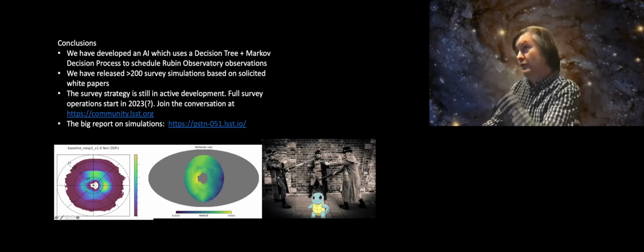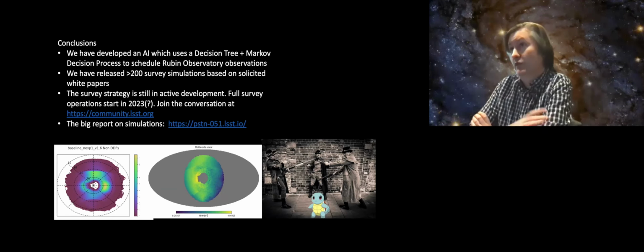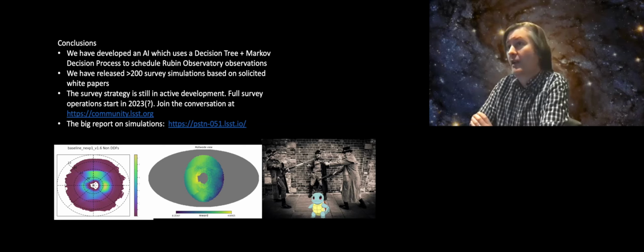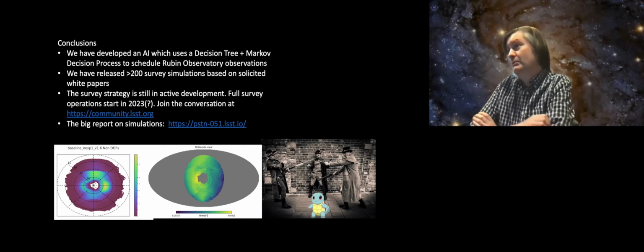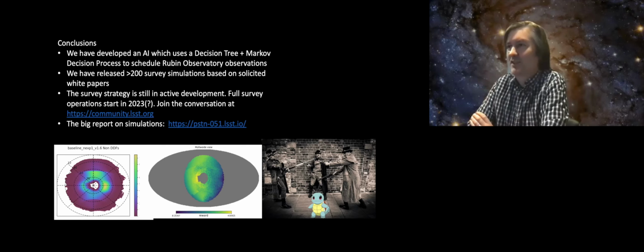All right, so conclusions. We have an AI that uses a decision tree and Markov decision process to schedule the Rubin observations. We've released about 200 simulated surveys, many of which were based on a call for white papers. And the survey strategy is still in active development. The full survey operations, we think, are going to start in 2023. Obviously, COVID is making things hard to guess.